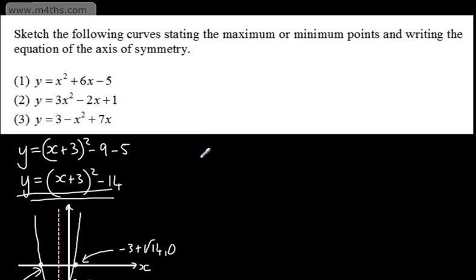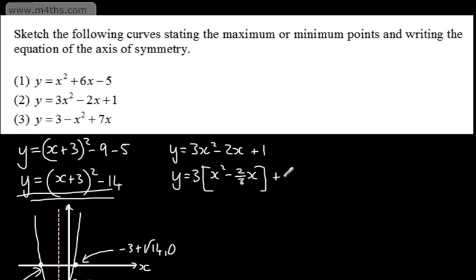So let's go ahead and do that. First thing I'm going to do is write that y is equal to 3x squared minus 2x plus 1. Just focusing on this bit, what I'm going to do is take the 3 out. So y is going to be equal to 3, then we're going to have x squared, and minus 2 over 3x, and then we're going to have the 1 left here.